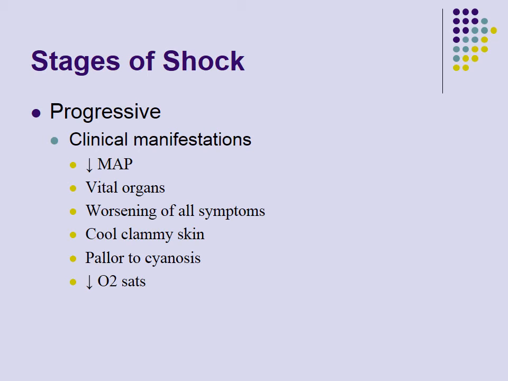You're going to see severe thirst. You're going to see impending doom, confusion, weak, rapid pulse. You'll see pallor to cyanosis, cool and clammy skin, and your urine output's going to drop to nothing, so you'll see anuria. Your oxygen sats will continue to drop. Now we're talking about 5 to 20% could be dropping.